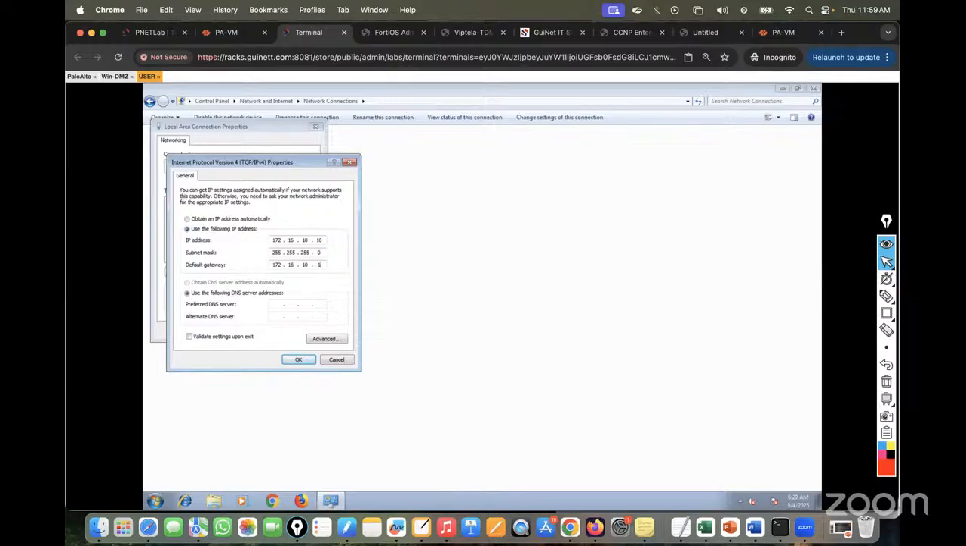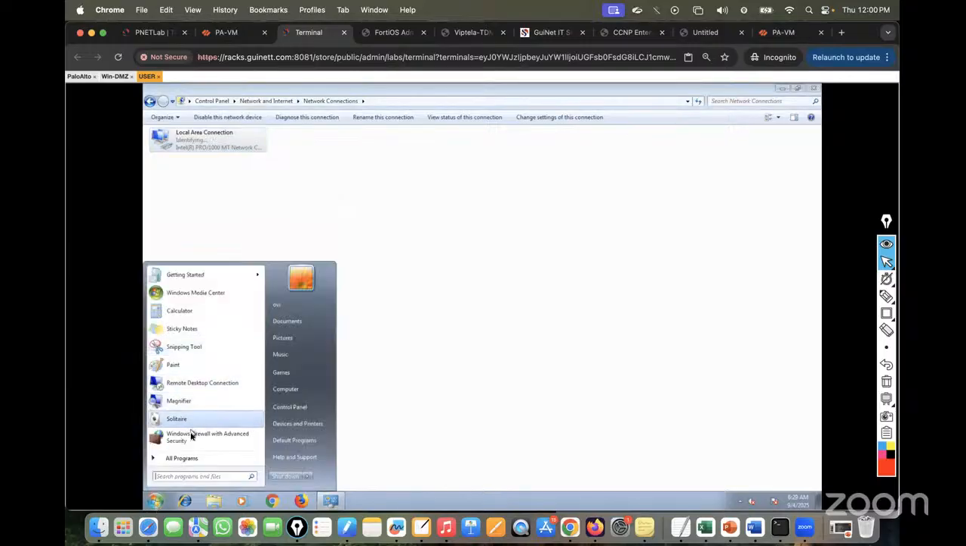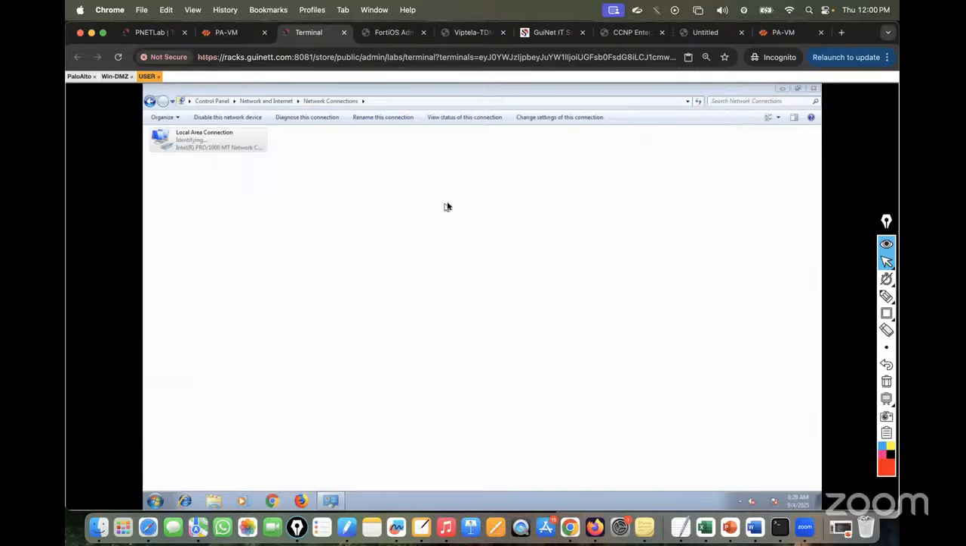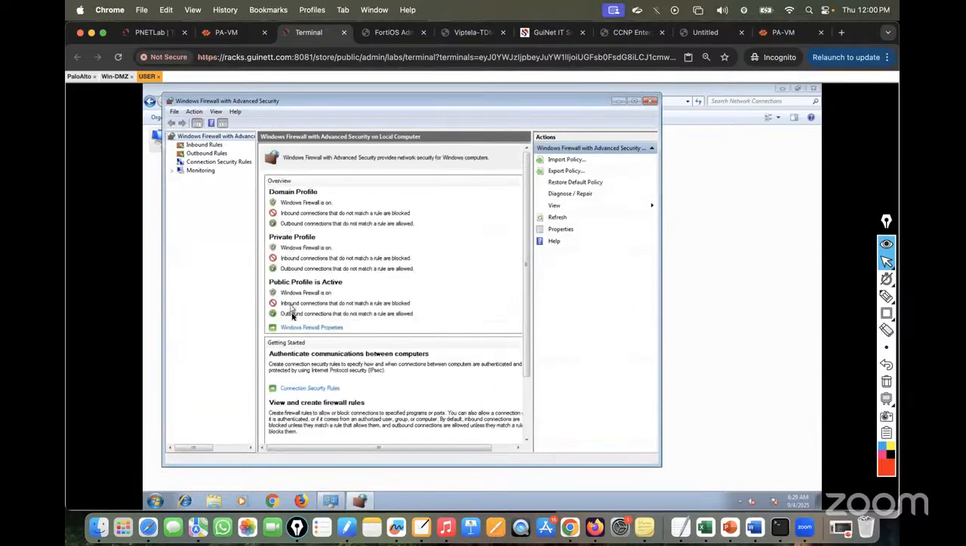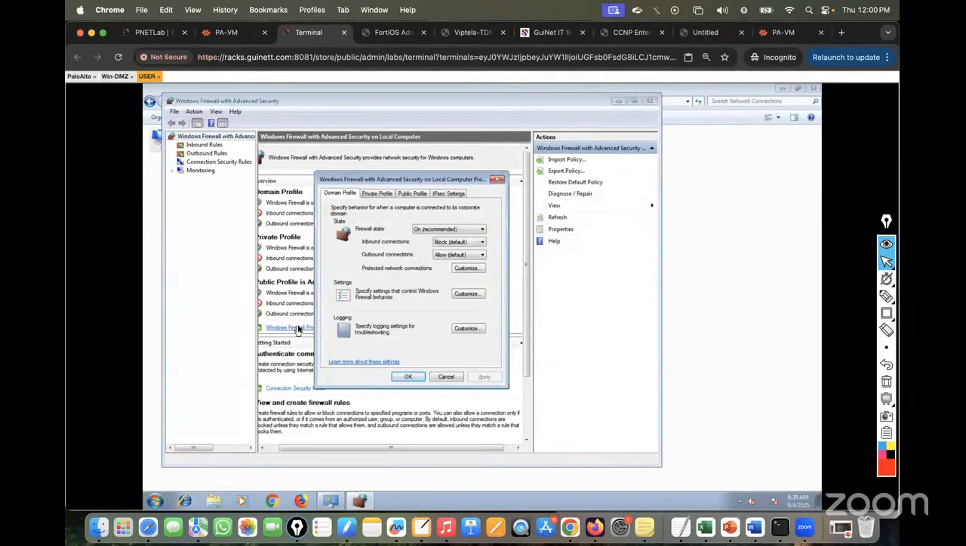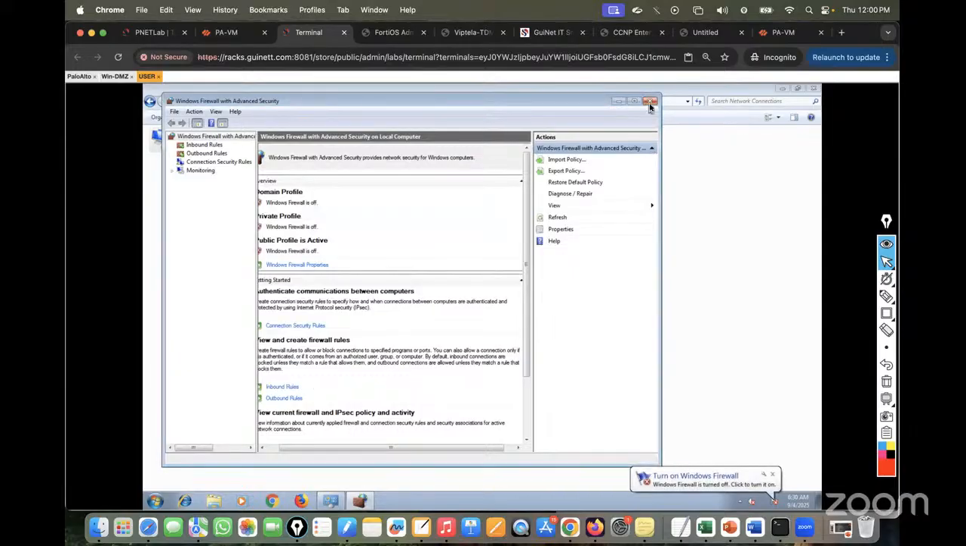We'll put the DNS as well, 1.1.1.1, or might be 8.8.8.8. These are two DNS servers. I'm going to use that. One more thing, you just disable the firewalls on the PCs because the firewall blocks ICMP in the Windows PC. So make sure you disable the firewall as well. Then apply. Okay. That's the one thing.